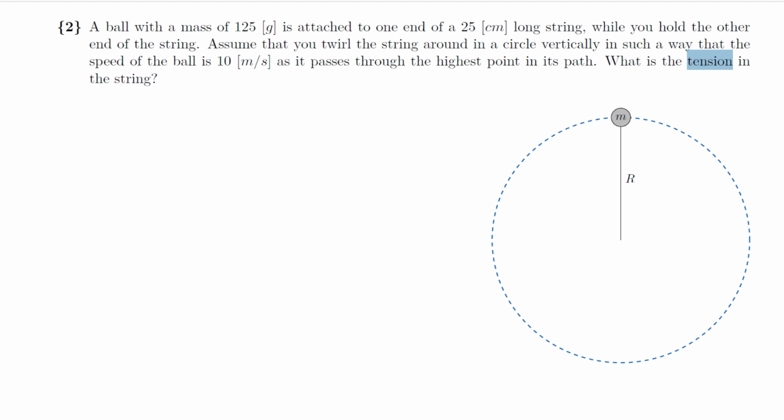So we're going to draw a vertical circle. We're going to place the object at the top of that circle. And we want to find the tension, which is a force in there. So since we know it's circular motion and we want to find a force, we're just going to apply Newton's law, but we're going to remember what we do differently for the circular motion.